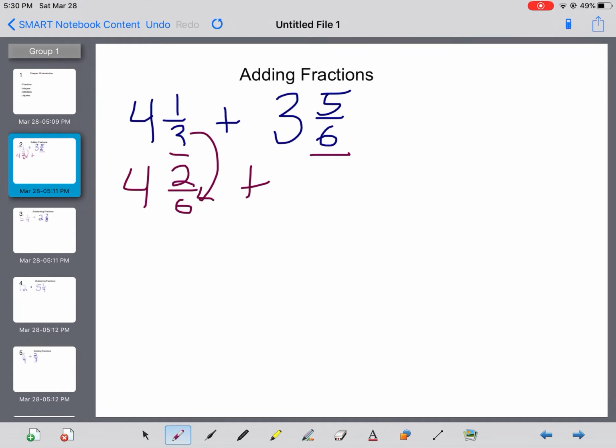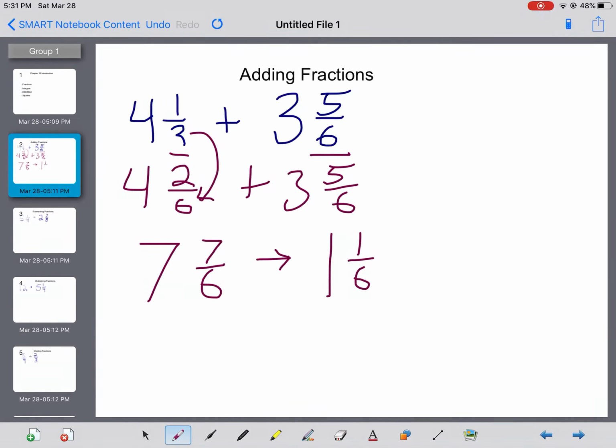So now I have 4 and 2/6 plus 3 and 5/6. I can add my whole numbers first together. So I get 7. You could think 7 whole pizzas. And then I get 7 and 7/6. Now you should remember that 7/6 is an improper fraction because the top number is bigger than our bottom number. Our numerator is bigger than our denominator. So I can think to myself, 7/6 is really the same as 1 and 1/6. So I can add my whole number from over here to my mixed number over here, and as my final answer, I get 8 and 1/6.